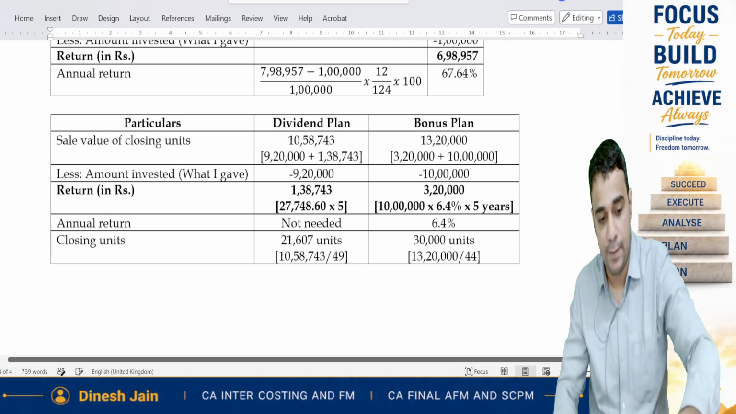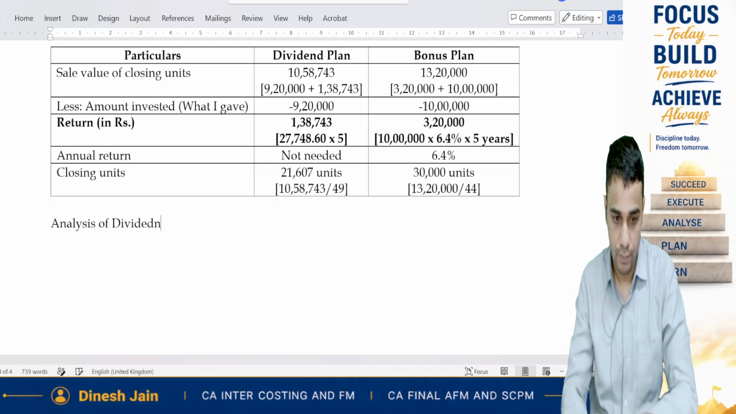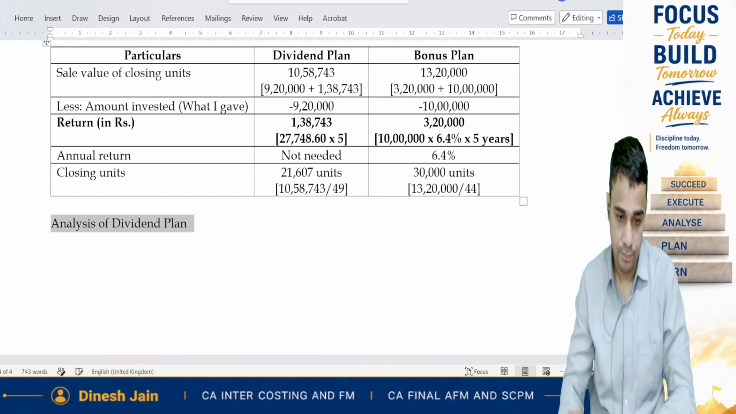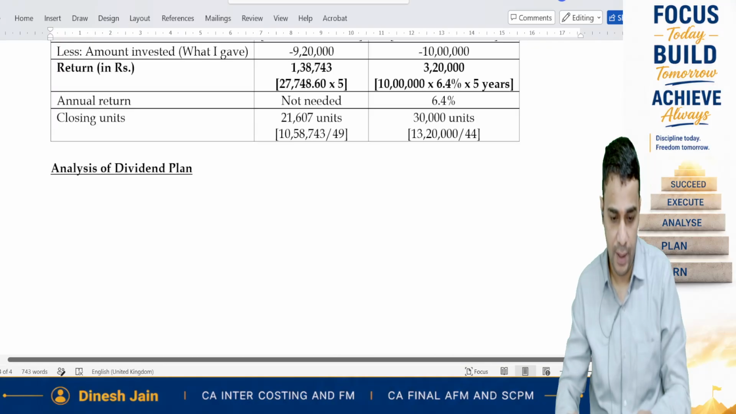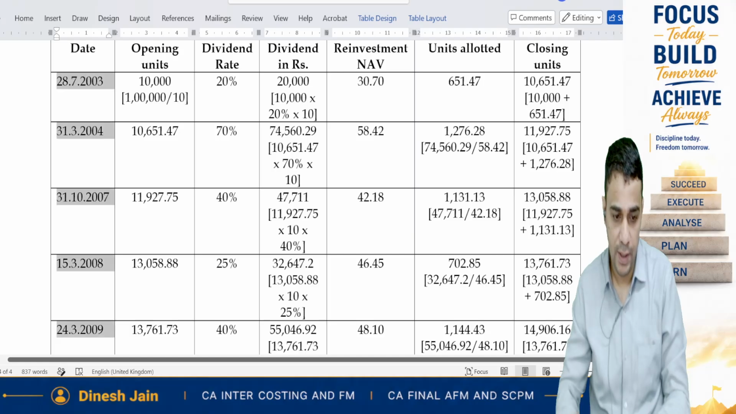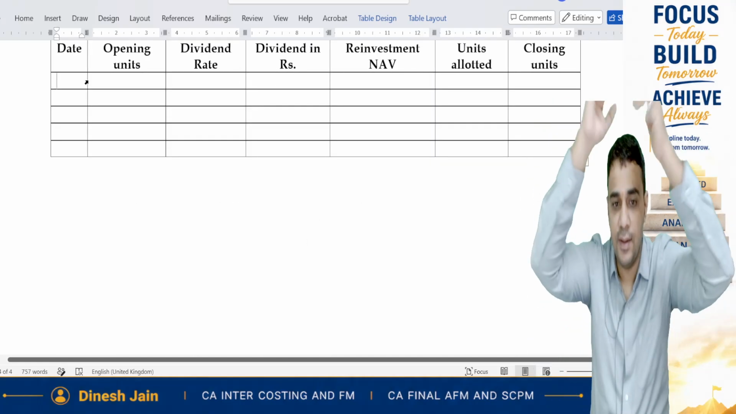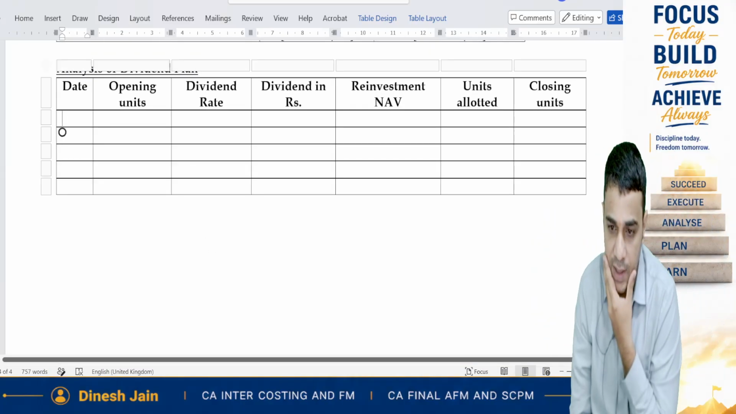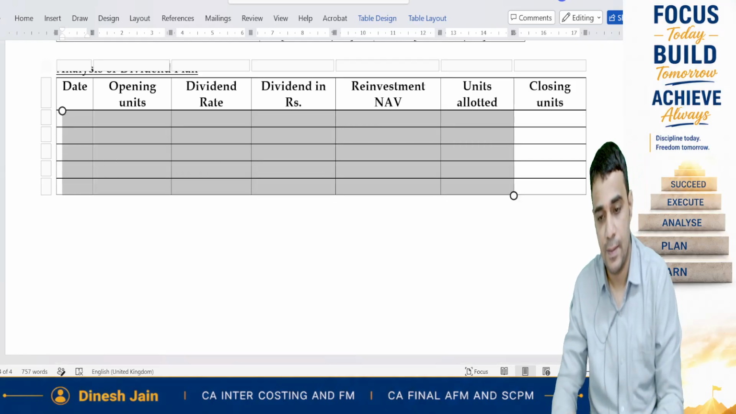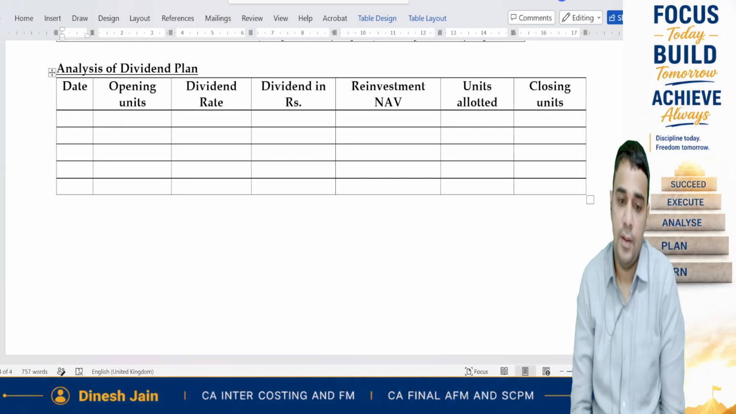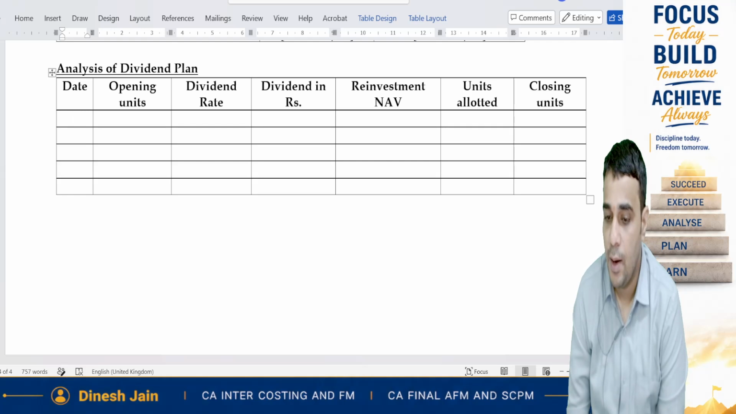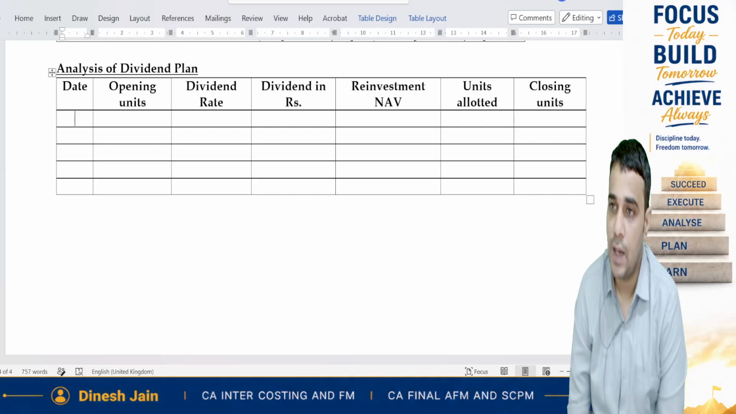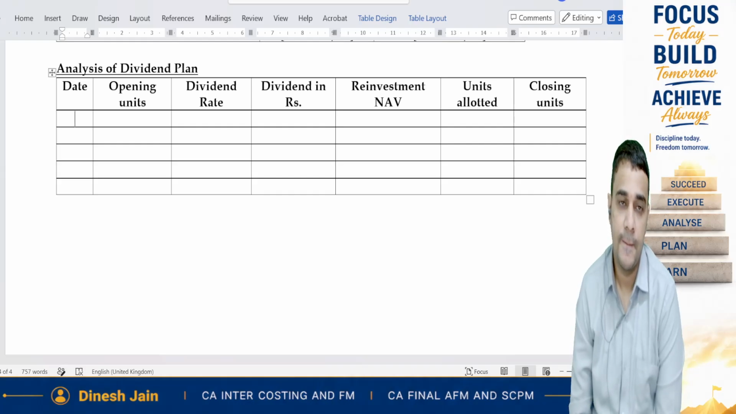Next, analysis of dividend plan. The same format: opening units, dividend rate, dividend in rupees, reinvestment NAV, units allotted, closing units.